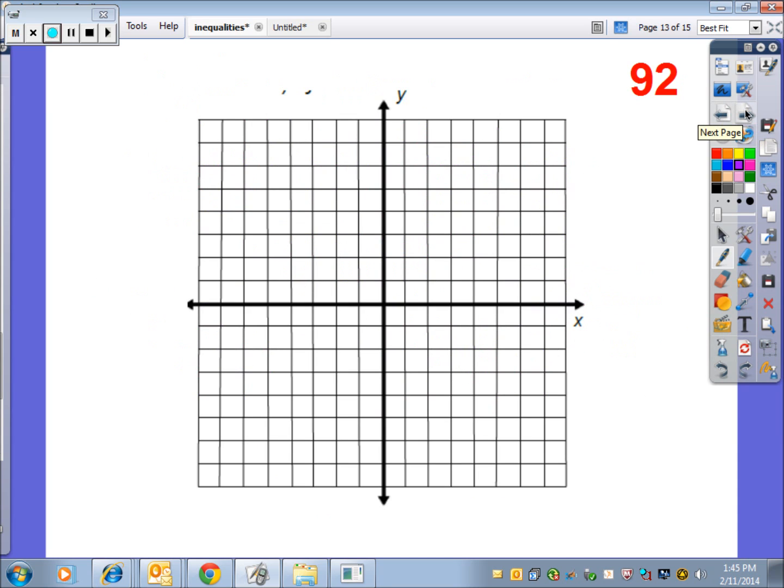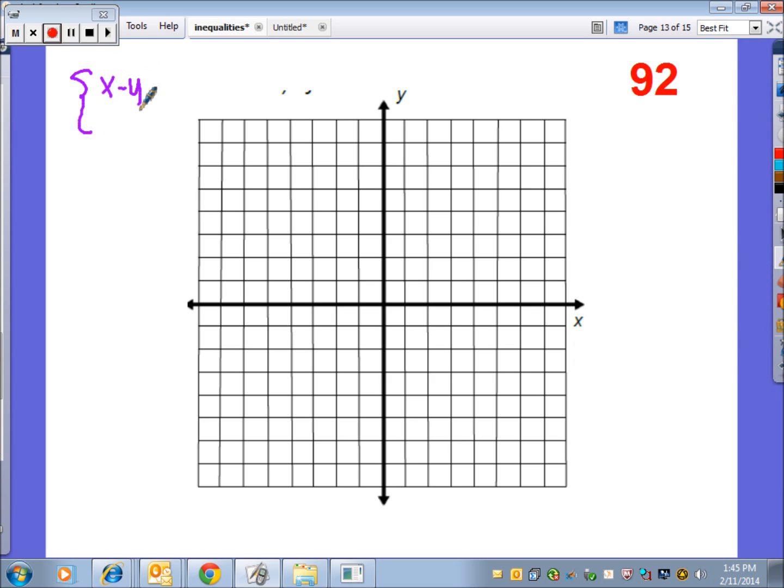So now I want you to get out that 10 graph, and you're going to glue this below your Frayer model on page 92. And we're going to graph the system of inequalities. x minus y is greater than 7, 2x plus 3y is less than 8. So the first thing we're doing is we're going to graph it.